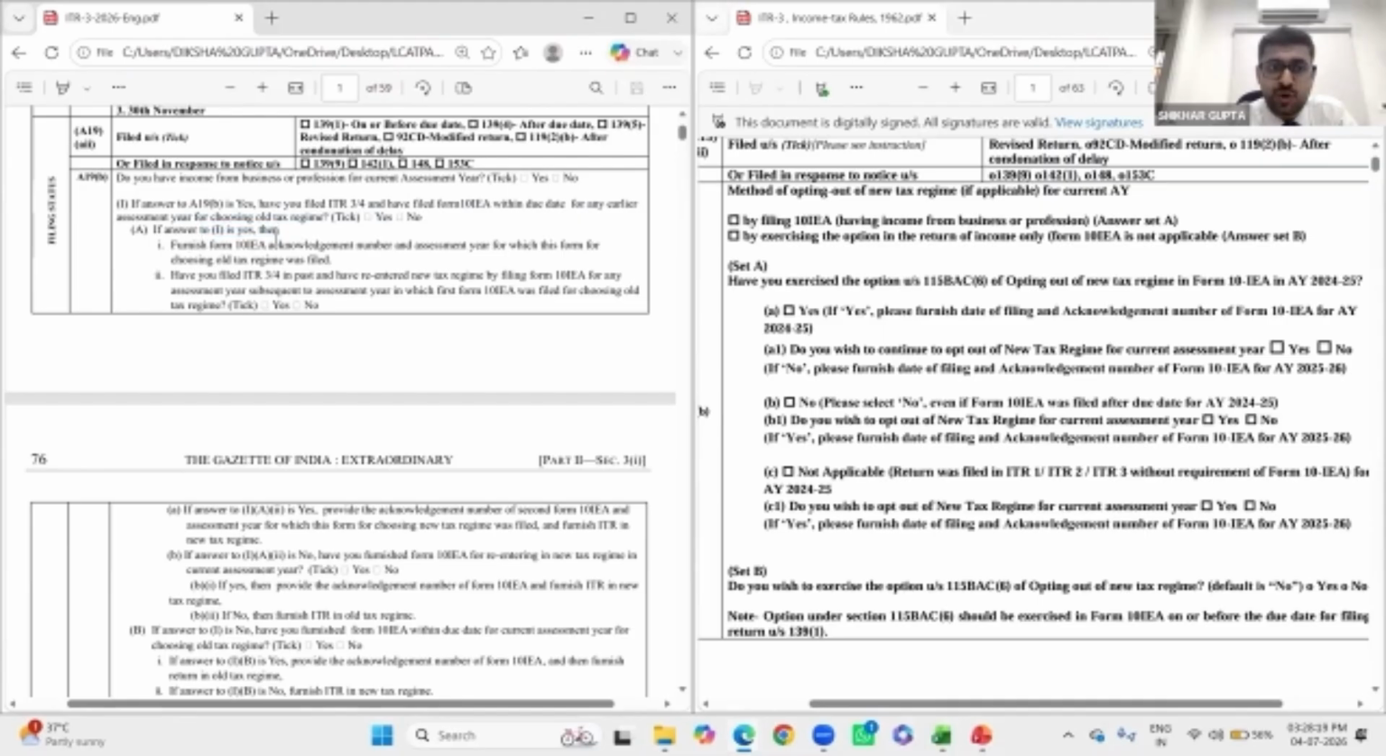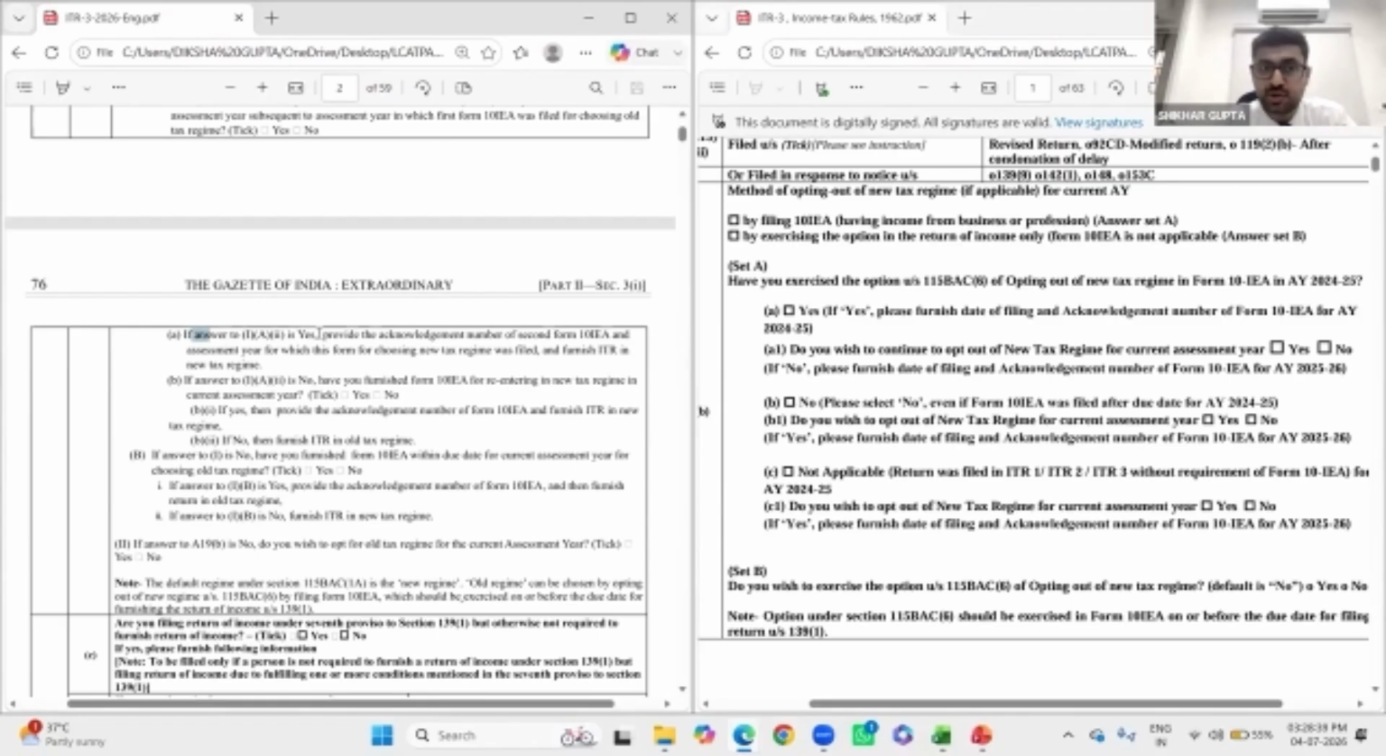If answer is yes, then furnish form 10IA acknowledgement number, which I will submit. After that, what question is asked? Have you filed ITR 3 and 4 in the past and have re-entered the new regime by filing 10IA for any assessment year subsequent to that assessment year? Now I came into the new regime in 25-26, so I have to select yes here. Then it says if answer to this is yes, then acknowledgement number. If answer to this is no, then have you furnished 10IA for re-entering into new tax regime for 26-27?